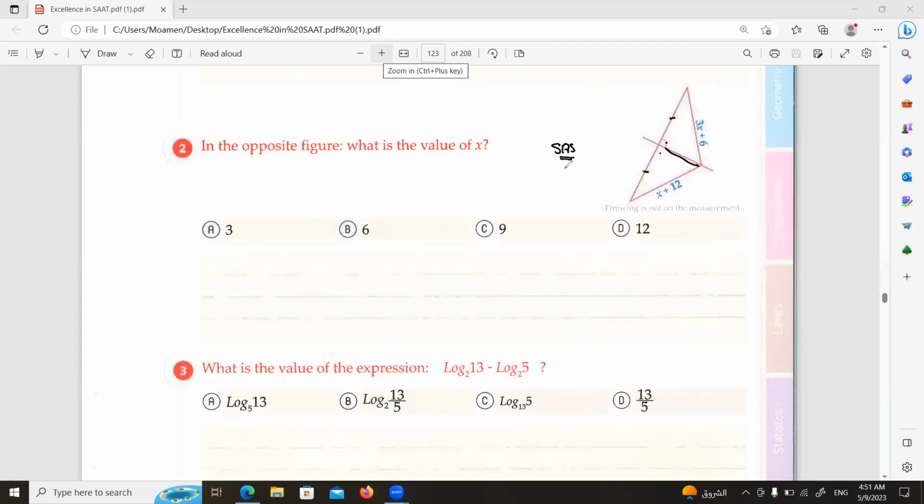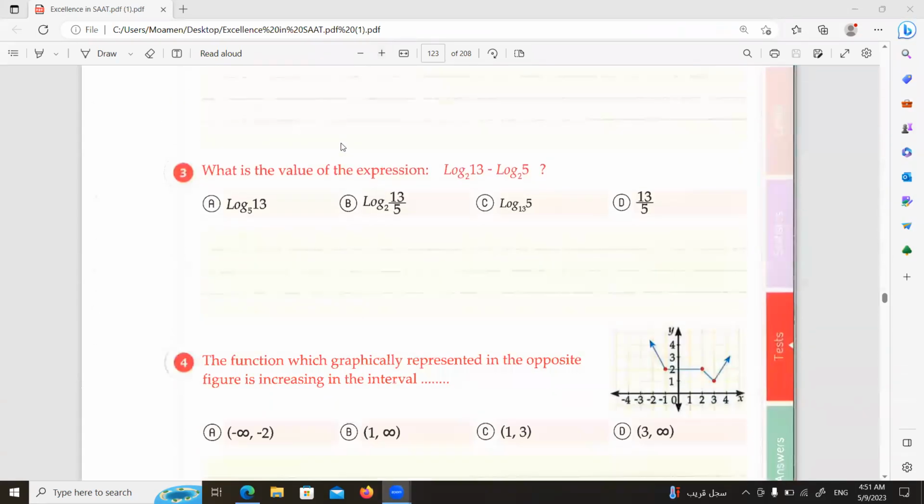As a result of congruency, each two corresponding sides are equal. So I can say that 3x plus 6 equals x plus 12. So it will be 2x equals 6, then x equals 3. So the value of x here is 3, and this is our answer, which is letter A.